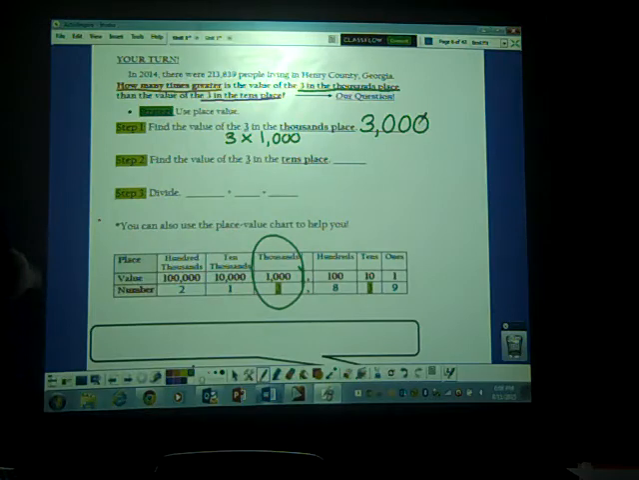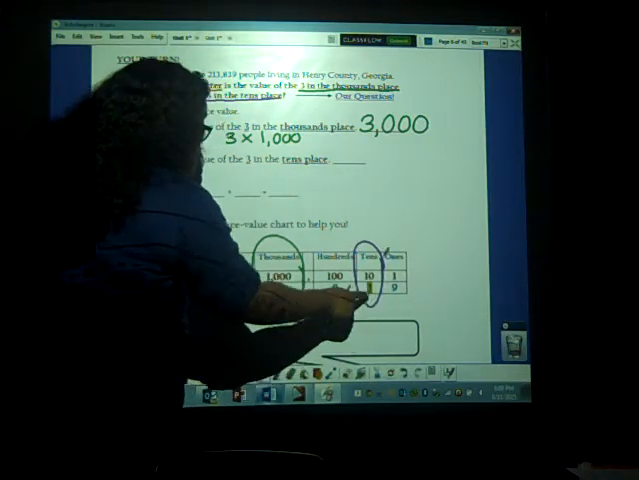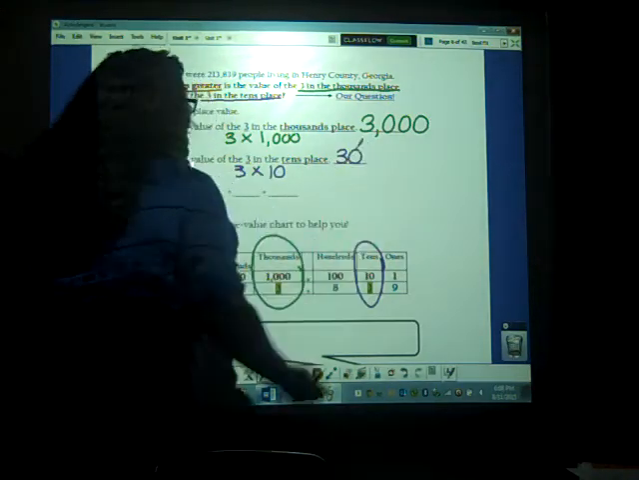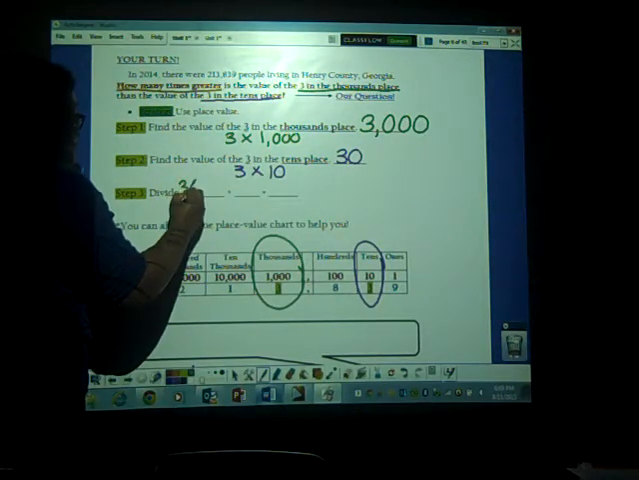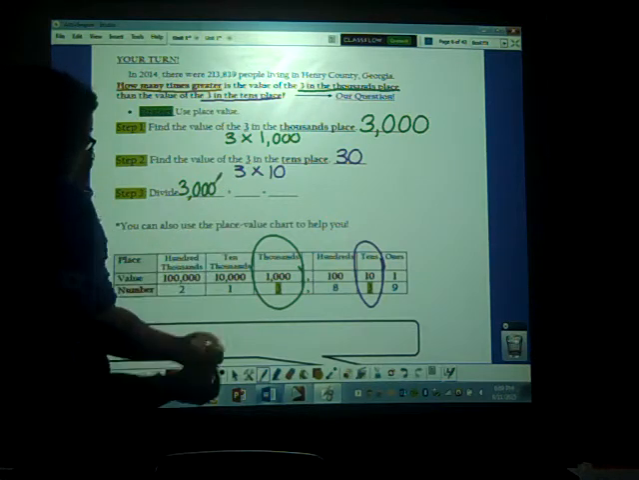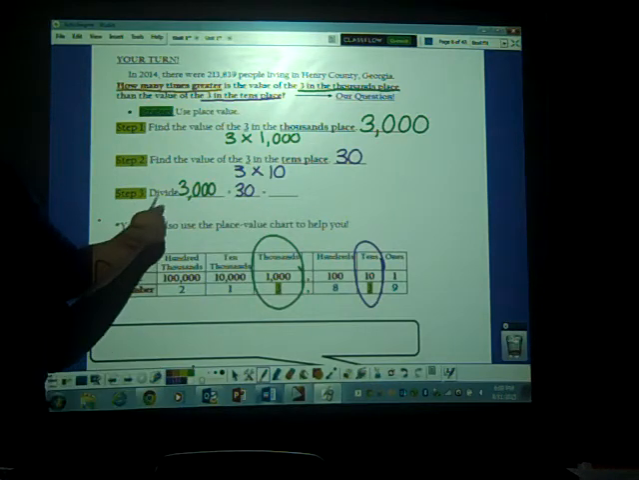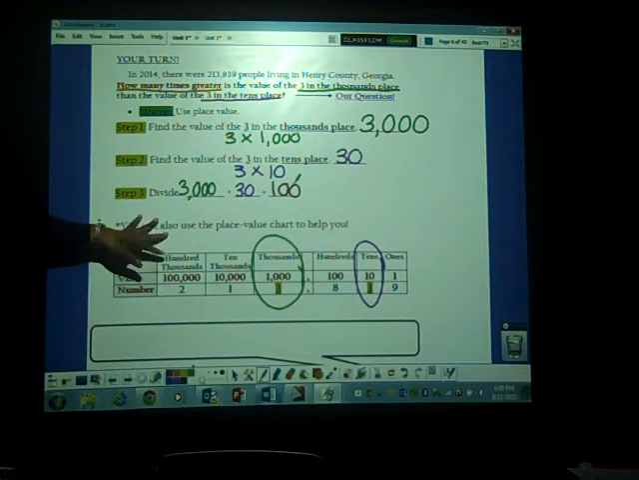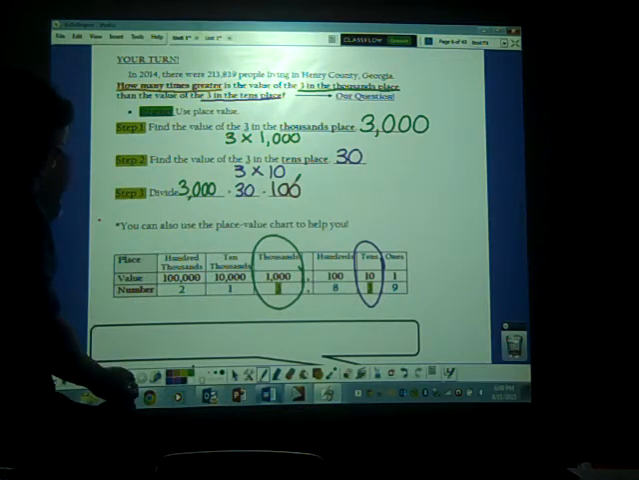Now, find the value of the 3 in the tens place. Different color. 3 times 10 is what? 30. Yeah. So now we're going to take 3,000. Divide that by 30. And that is going to give us what? 100. Now you guys could have paused this before I wrote the answer so that you could have got the answer before me and then press play and the answer would be like right there. But hey, we're learning as we go.